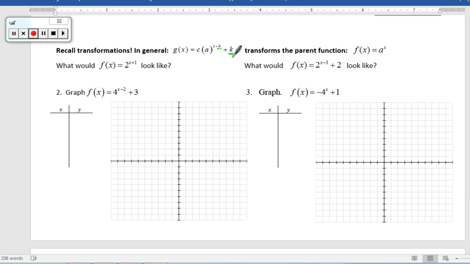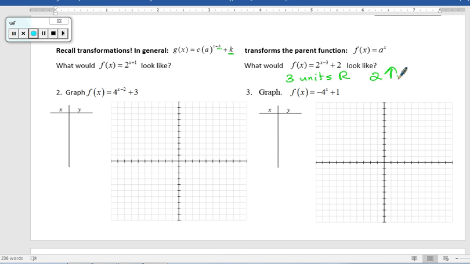So when I look at this equation here, what would this look like? It would move the entire function 1 unit to the left. Remember, that's a minus h in there, so it's moving it in the opposite direction. So where our normal point of 0, 1 would be there, we're going to move it 1 point to the left. This guy here, for number 2, this guy would translate 3 units to the right and 2 units up.